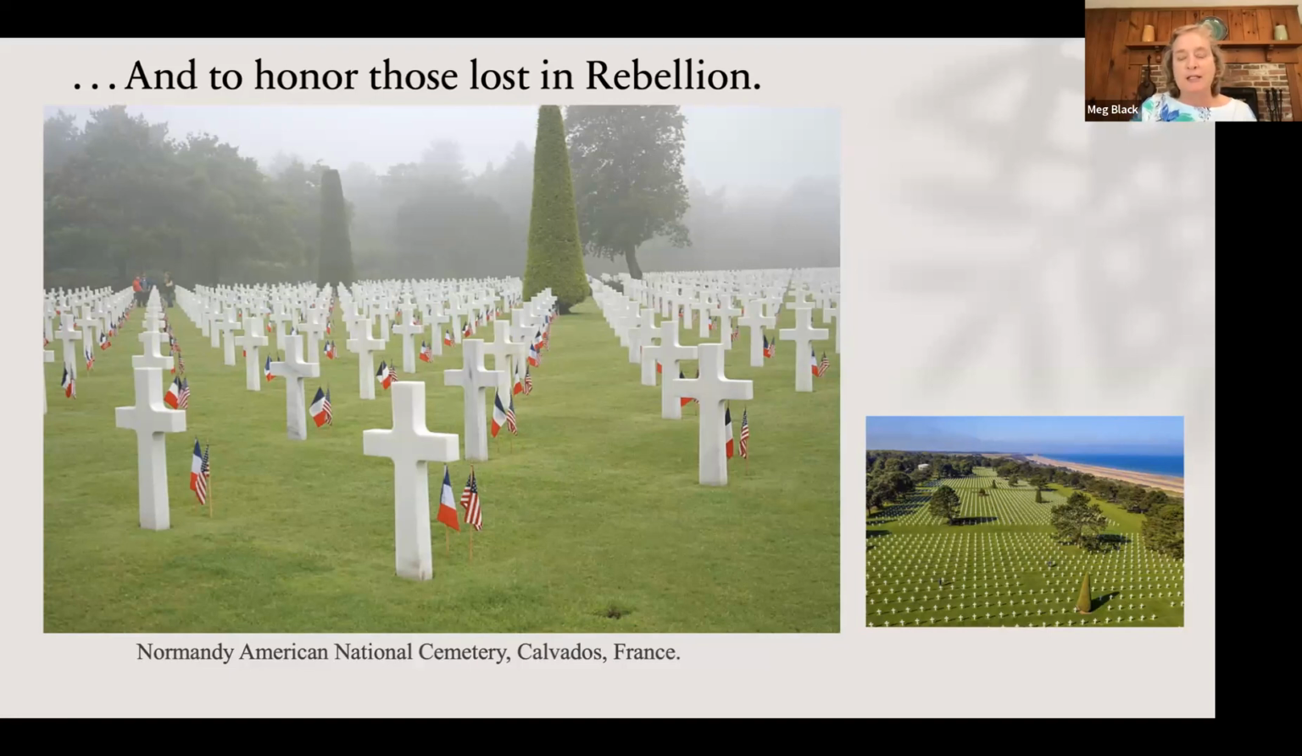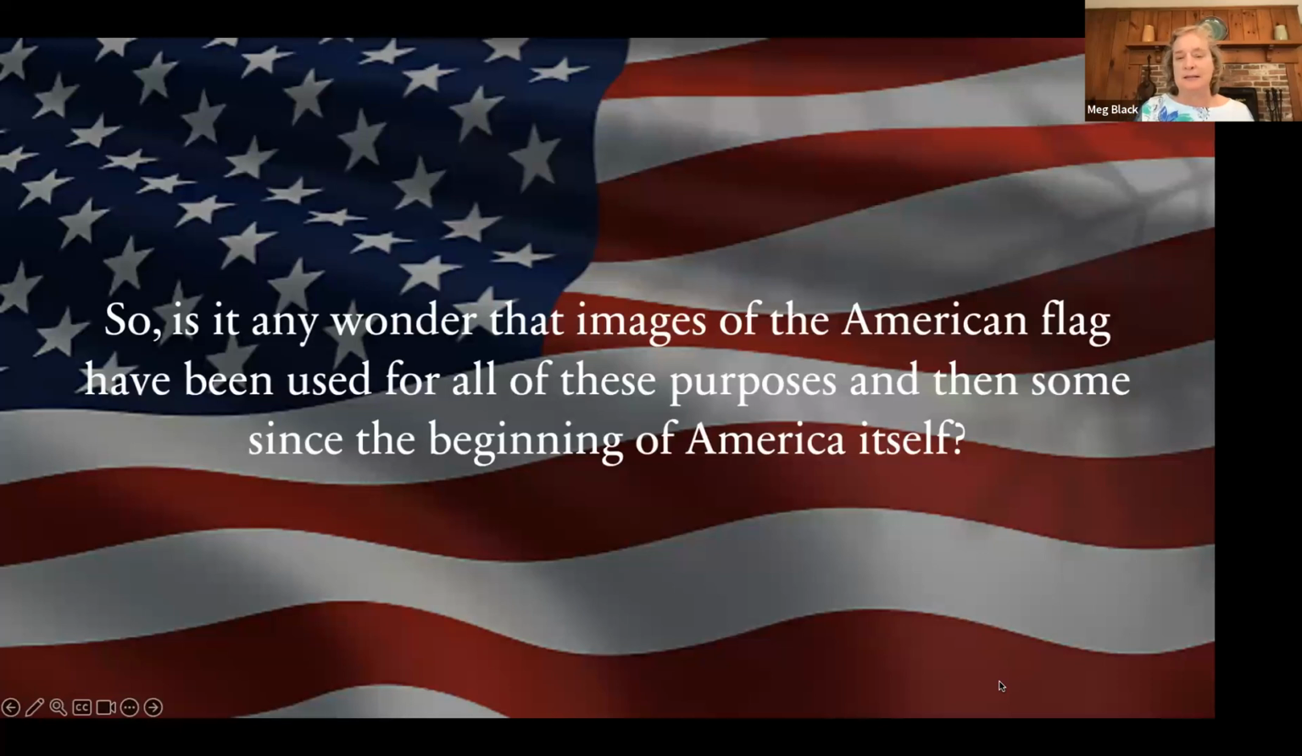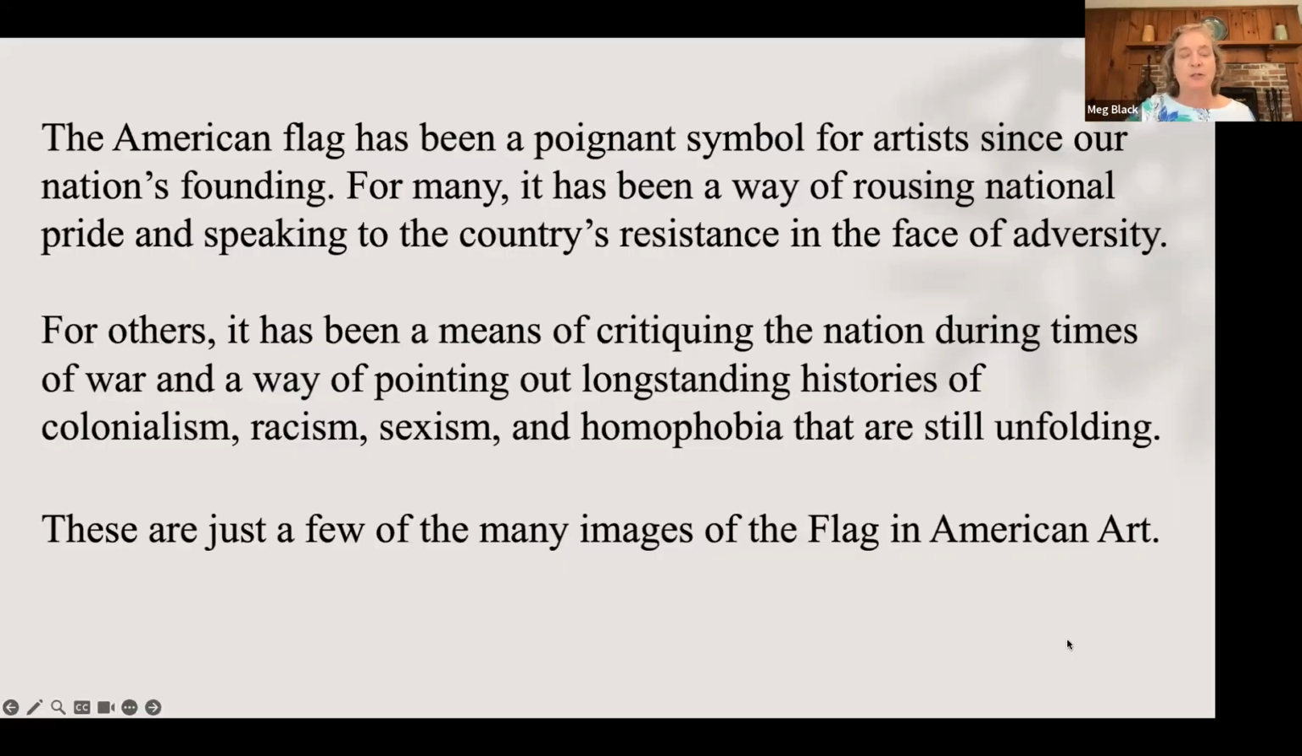So flags, by the time we get to America, using the flag as a symbol of all of these things, it's not like we invented this idea at all. So is it any wonder that images of the American flag have been used for all of these purposes and then some since the beginning of America itself? And of course, the answer is yes, especially in a country that has the First Amendment right of free speech. You're going to get a lot of images of the flag.